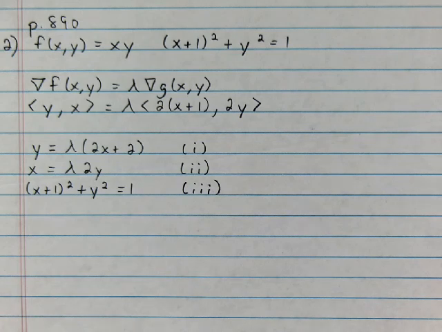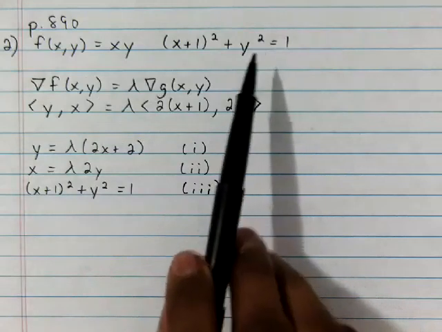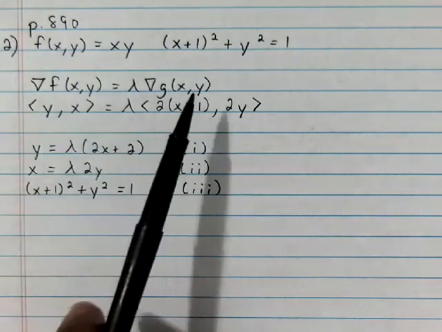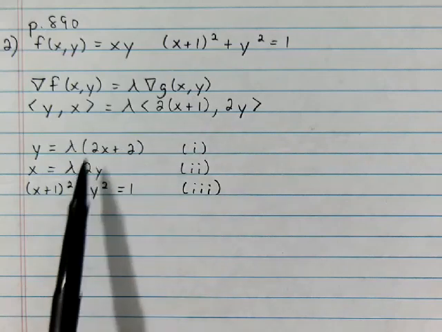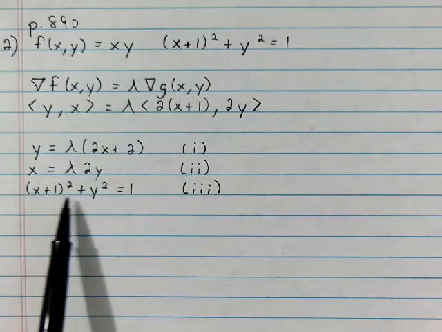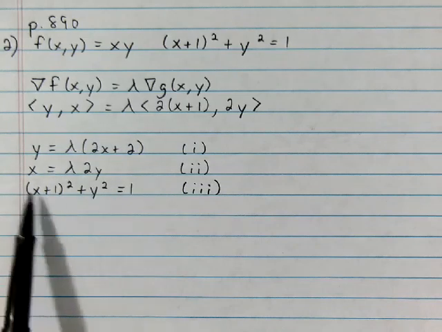All right, so we're going to continue with number 2 from page 890 that we were working at the end of the last video. So we had our function, our constraint. We set up this equation for Lagrange multipliers, which gives us this system of equations. And then we have our constraint down here. So in solving this, really what we're looking for are x and y.